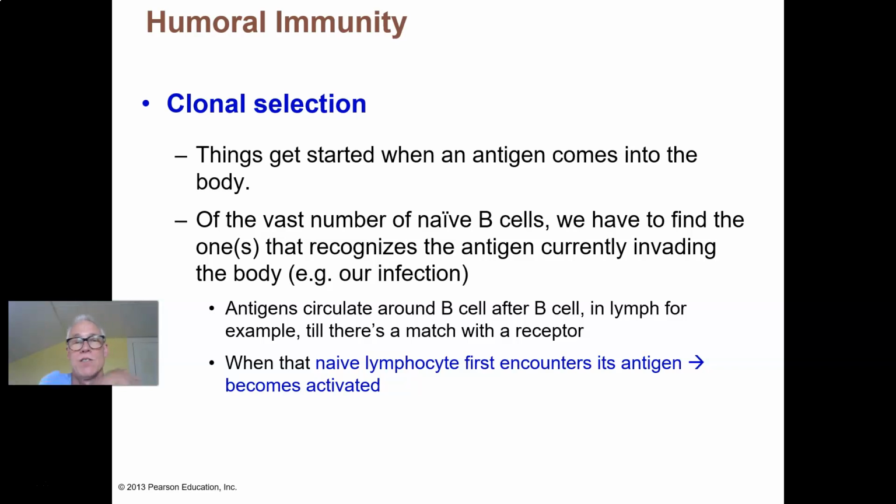So that's the process. It's like the Cinderella and the glass slipper analogy. The prince had to travel all through the countryside trying to find the foot that would fit properly into that glass slipper. We're trying to find the B cell, or later on we'll talk about the T cell, whose antigen receptor matches the antigen that's in our body today.